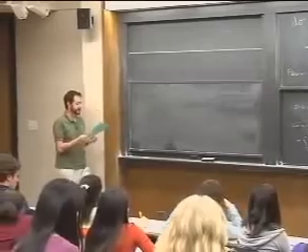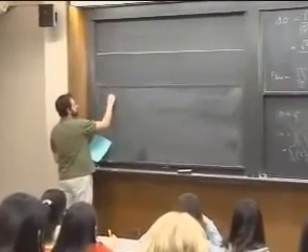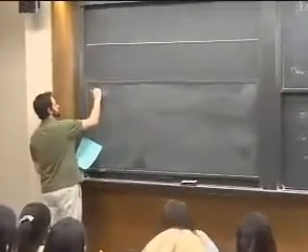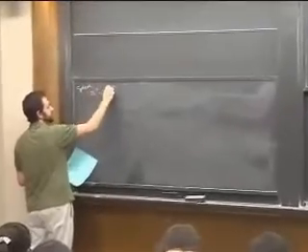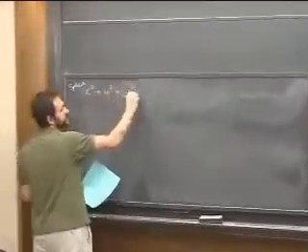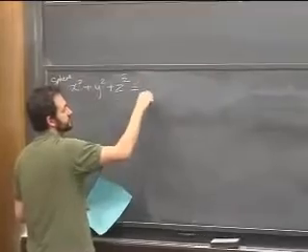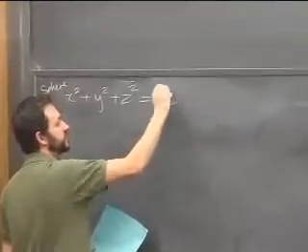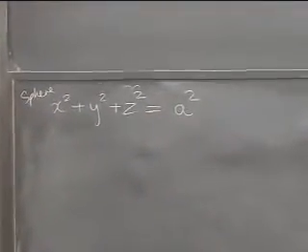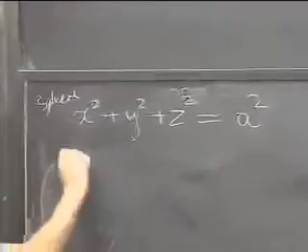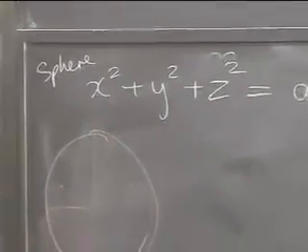Okay, so some examples first. Suppose the surface is the sphere. X squared plus y squared plus z squared equals, say, I don't know, a squared. I'll leave the radius as a. So this is a surface. How would you parameterize that?